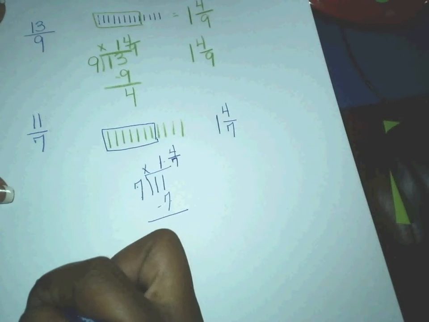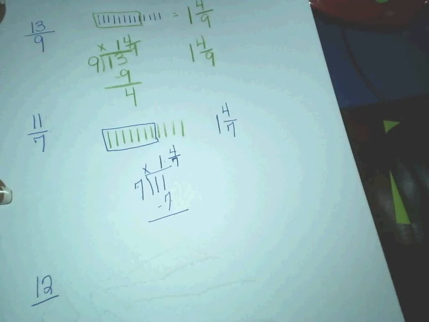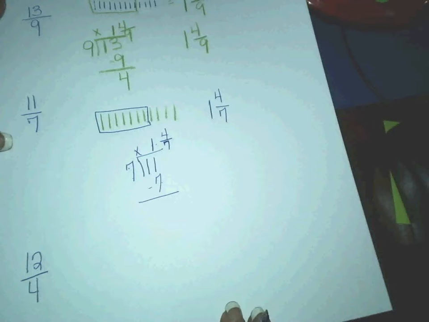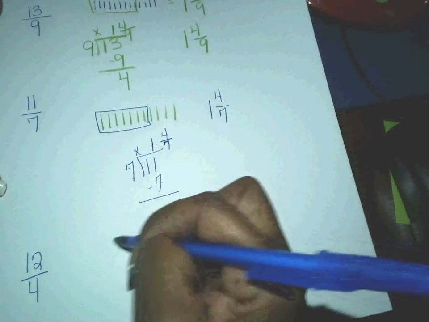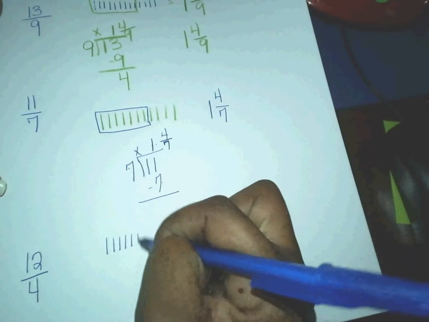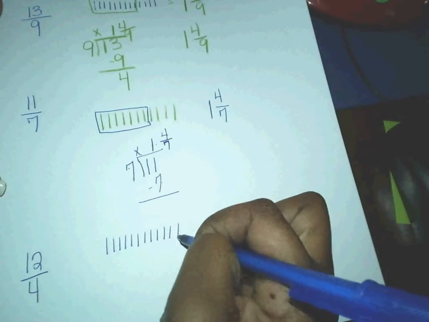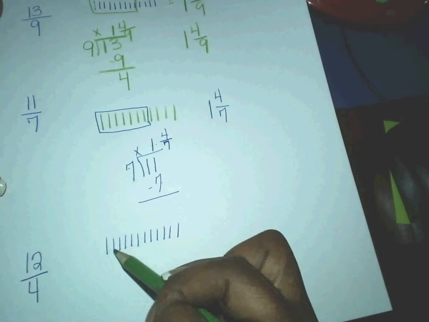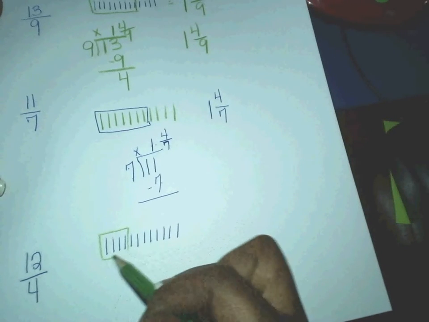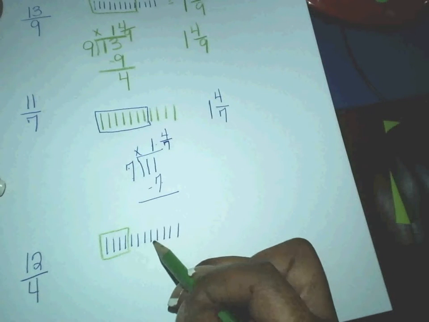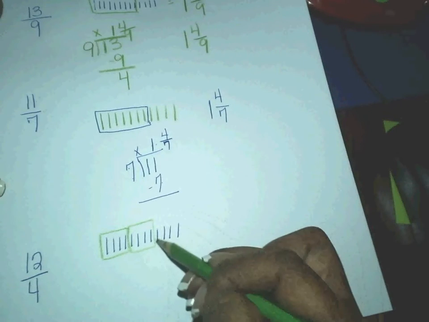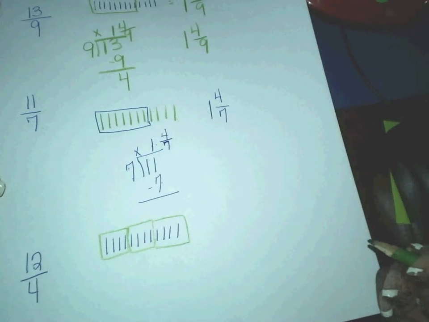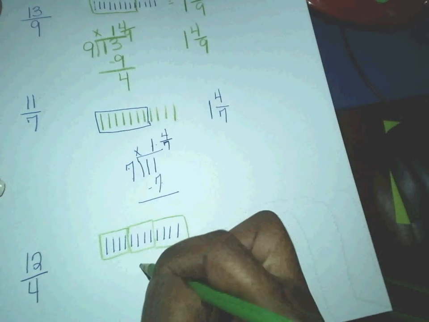So let's try 12 over 4. With tally marks, we could do 1, 2, 3, 4, 5, 6, 7, 8, 9, 10, 11, 12. And we need groups of what? 4. So 1, 2, 3, 4. Put a box around it. 1, 2, 3, 4. Put a box around it. 1, 2, 3, 4. Put a box around it. How many boxes do I have? 3.